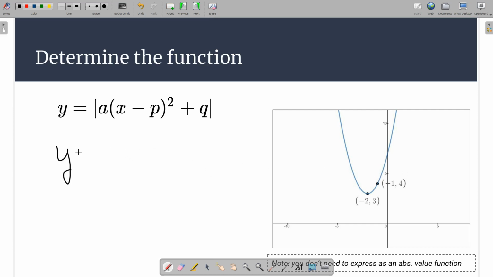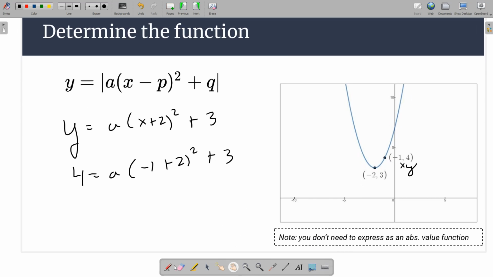So let's rewrite this. y is equal to a times (x + 2) squared plus 3, and then I'm going to take this as my x and y and plug it in. I'm going to say 4 is equal to a times (-1 + 2) all squared plus 3, and then I'll solve for a. So I'm going to have 4 is equal to a times 1 squared plus 3, minus 3. 1 is equal to a. So just a nice one-to-one relationship.